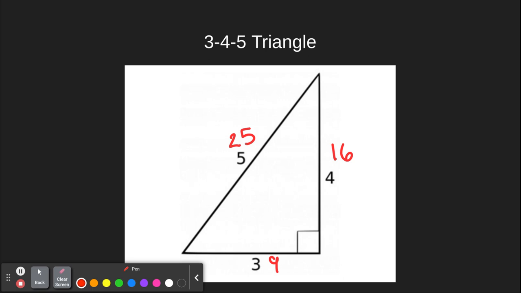Note that it also works for a 30, 40, 50 triangle, and a 0.3, 0.4, 0.5 triangle. You can test those out yourself if you want. You will also see that 6, 8, 10 will also work.